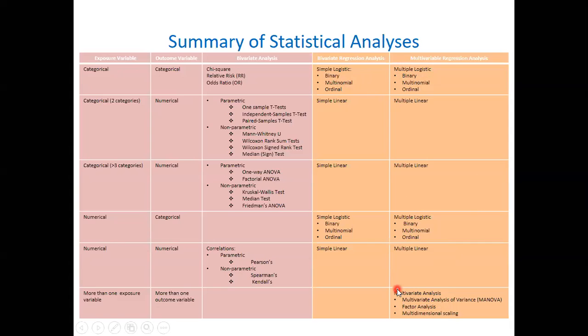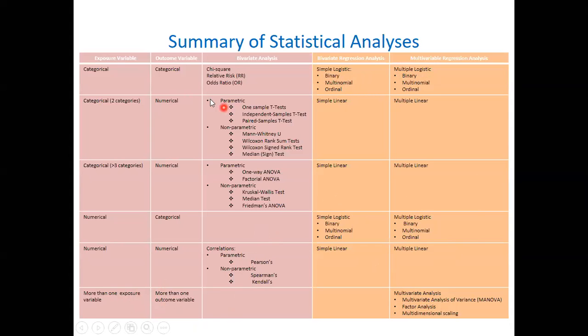Now, if you come to a situation where you have more than one exposure and more than one outcome at the same time, this is what we call multivariate analysis. That is the real multivariate, on both sides.